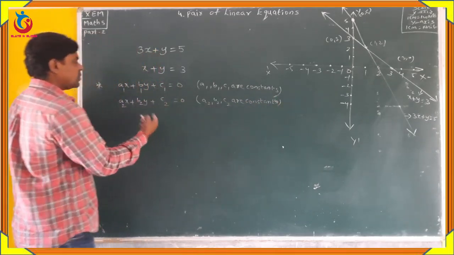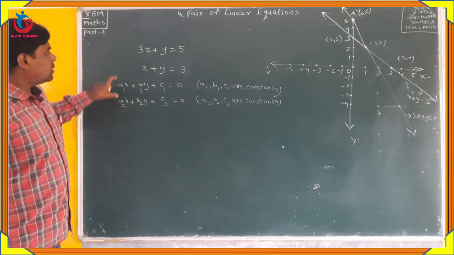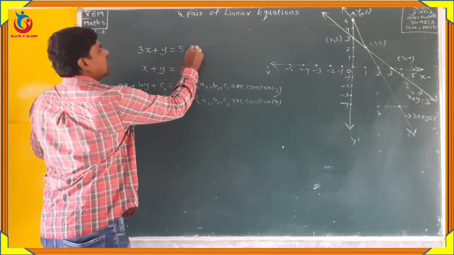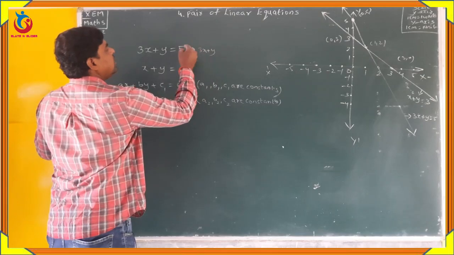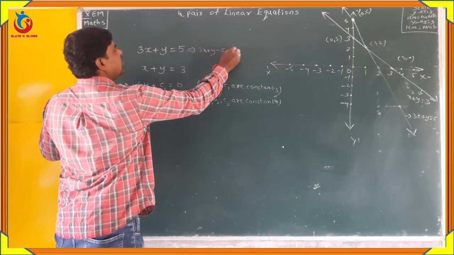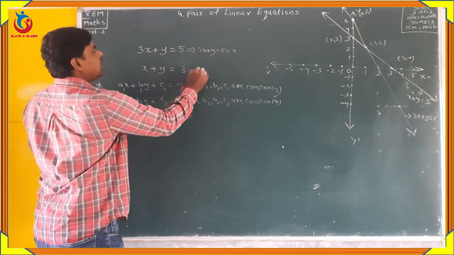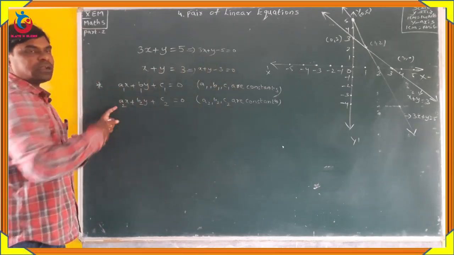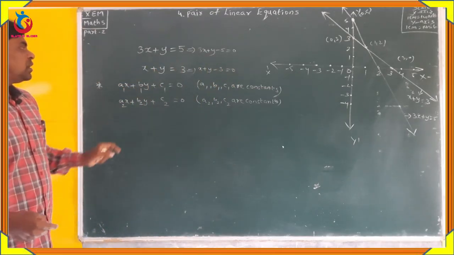Observe one thing. These two lines are the same as this one. If you convert this equation as x plus y, when the 3 comes to this side, it will become minus 3 is equal to 0. Here it is x plus y minus 3 is equal to 0. Just compare these two, we get the same.